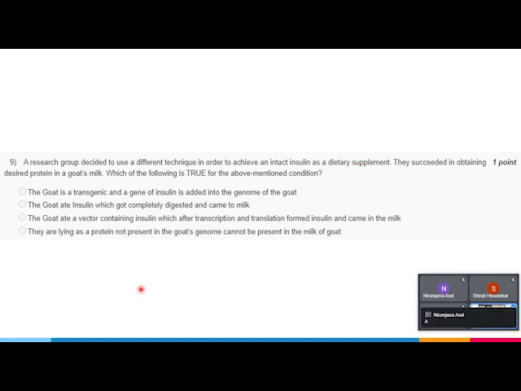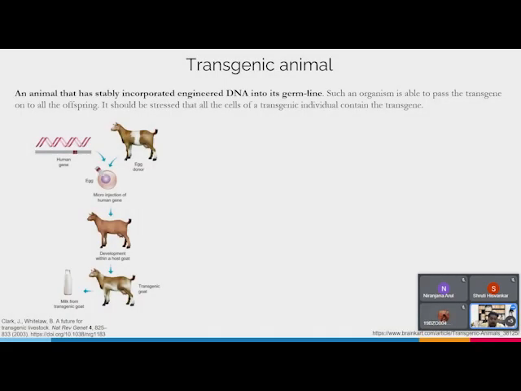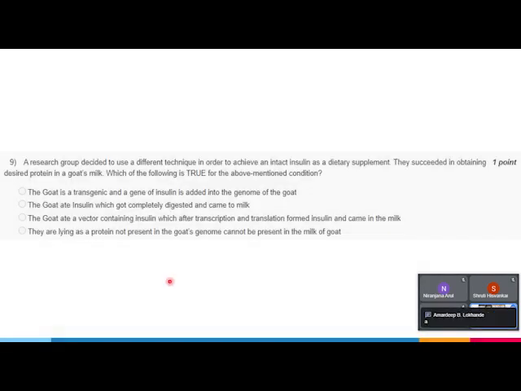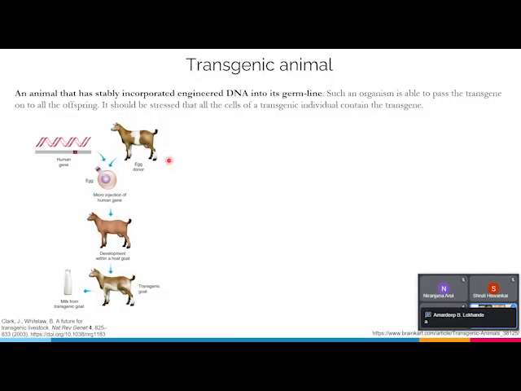Okay. So only one option is correct out of the four. Niranjana says it is A: the goat is transgenic and the insulin gene is added into the genome of the goat. Archana also says A. Anyone else that wants to try and answer this? Okay. So you are all correct, and the other options are not very attractive, but obviously you are all correct. Amardeep also says that the goat is a transgenic animal.